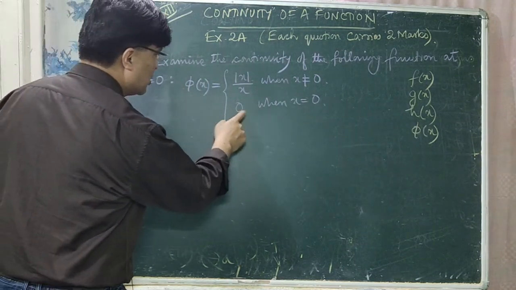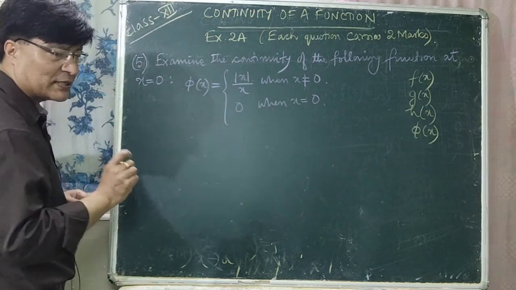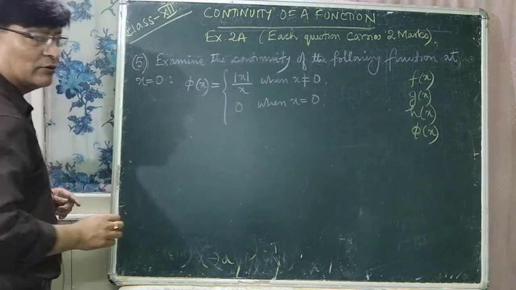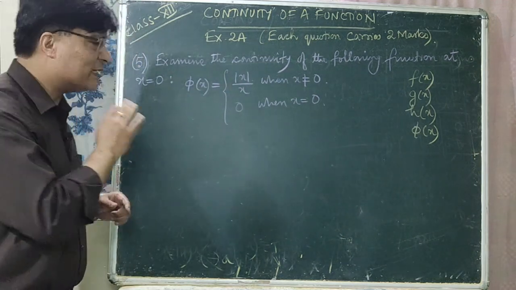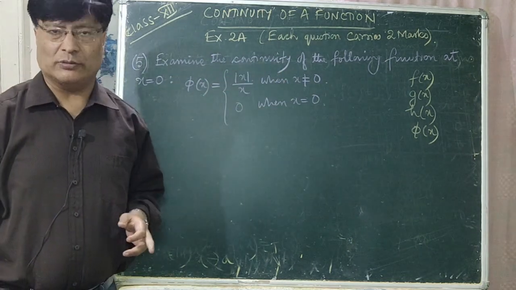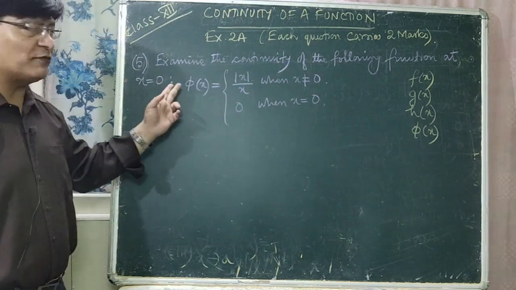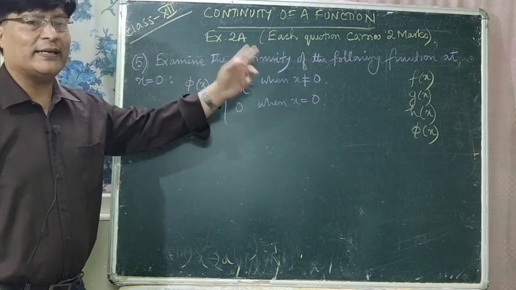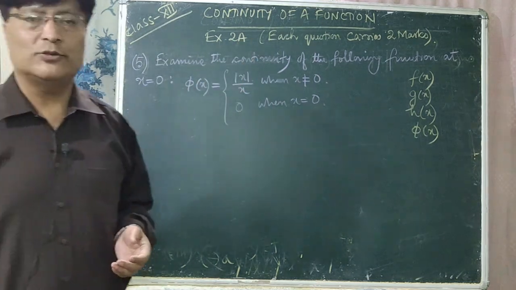Phi of x is equal to 0 when x is equal to 0. But when x is equal to 0, what is the value for phi of x? That is your 0. Okay. So let us simplify the first function when x is not equal to 0. That means you have to simplify the function phi of x is equal to mod x divided by x when x is not equal to 0.